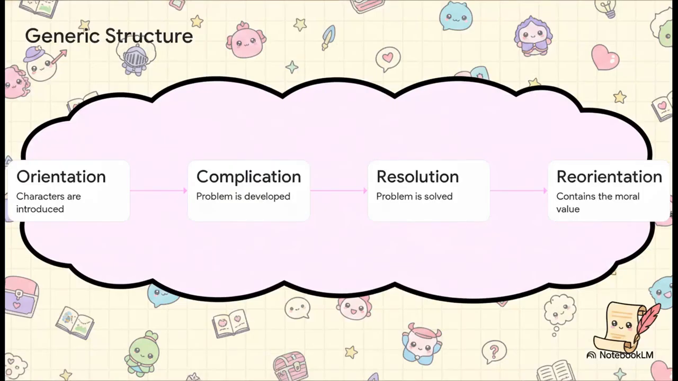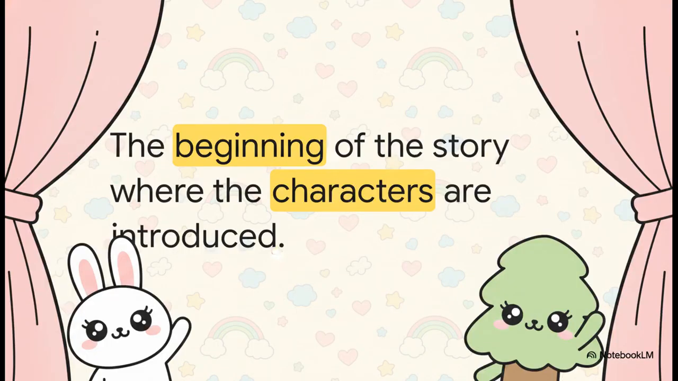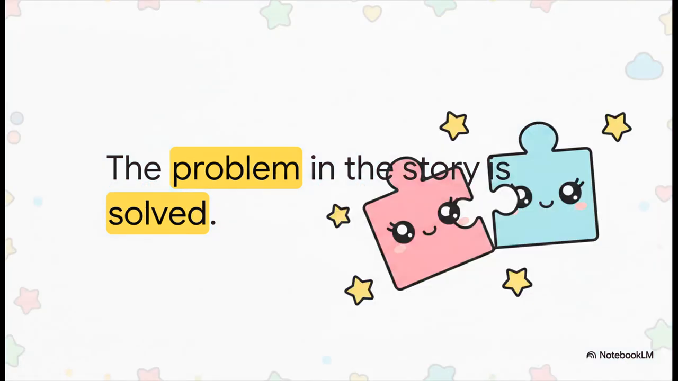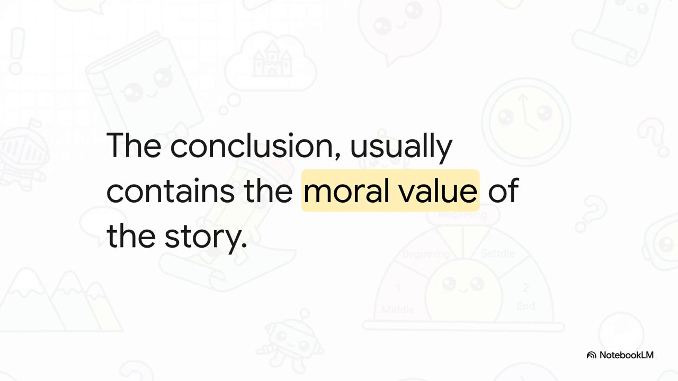Believe it or not, every great story follows a secret map called the generic structure. First up, orientation. This is the starting point where we meet the characters and discover the setting. Then comes the complication. This is exactly where the big, exciting problem starts to develop. Next is the resolution. That super satisfying moment where the story's problem is finally solved. Finally, reorientation. It's an optional conclusion that usually drops a really valuable moral lesson on us.